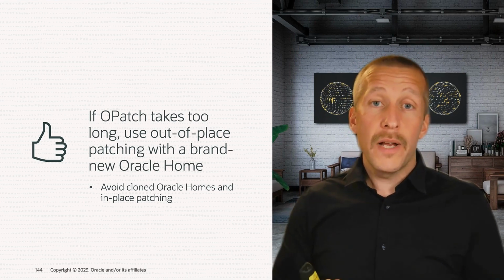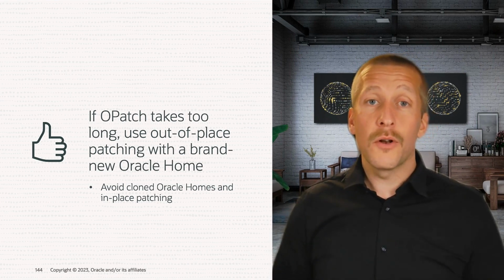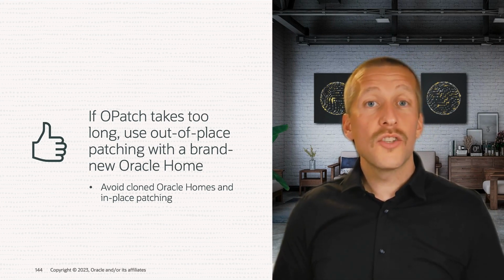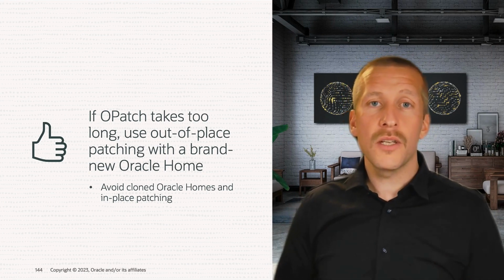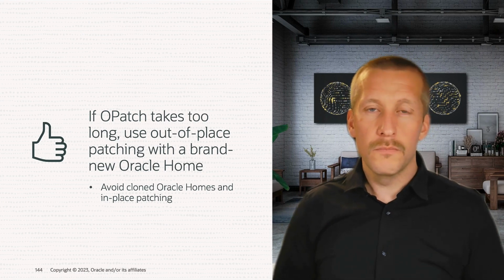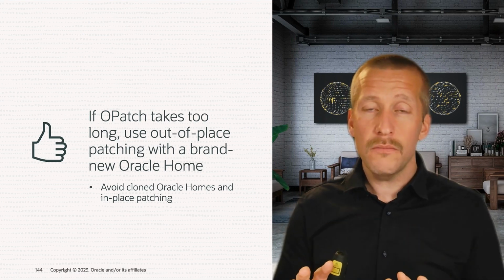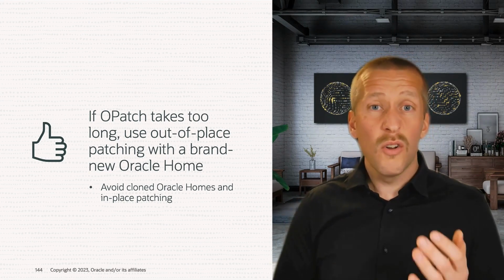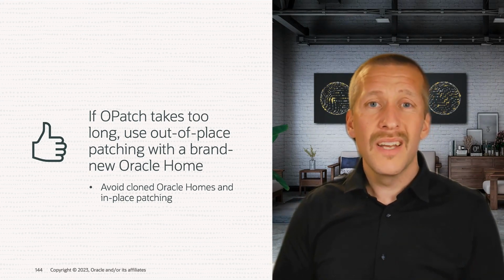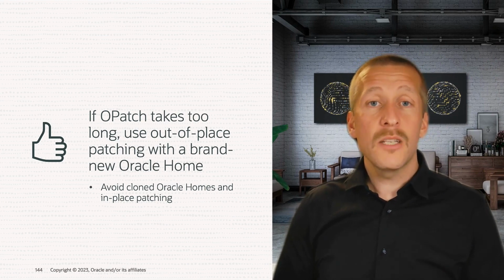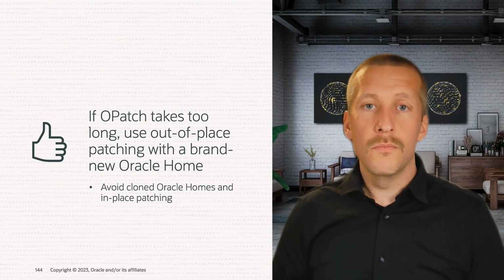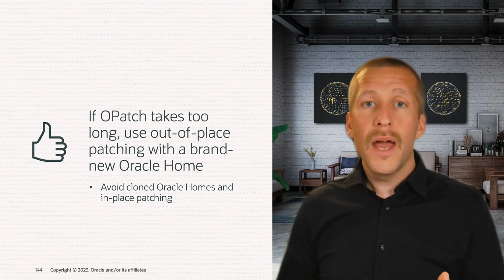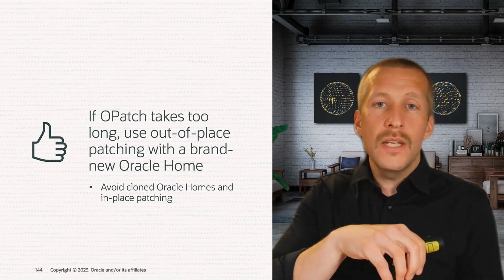When you run opatch and put the patches into the Oracle home, if you think that it takes too long to apply those patches, try and switch to out-of-place patching using a brand new Oracle home. Don't use in-place patching, and don't use cloning of Oracle homes. Cloning Oracle homes is really convenient, but it has a downside. It's better to get a brand new Oracle home. So you go to oracle.com and you get the base release 19.3, and then you apply only the patches you need on top of that.